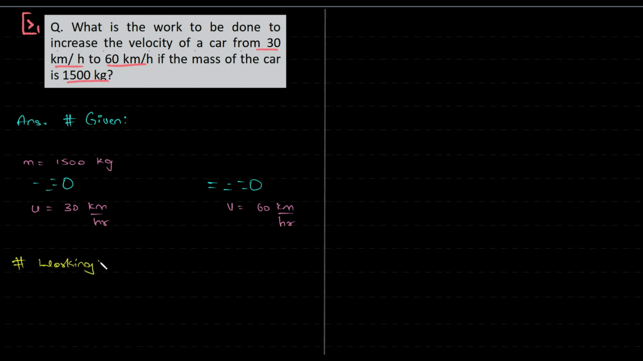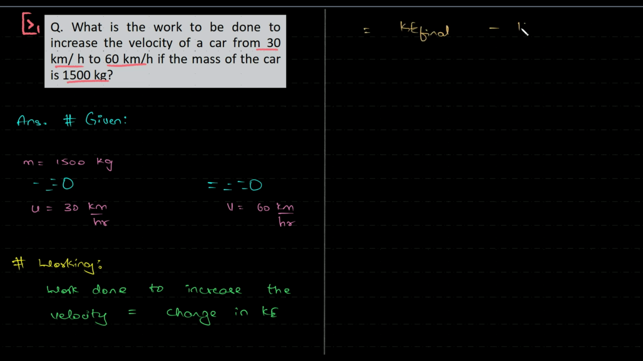So with the working, what is it that we're looking at? We're looking at work done to increase the velocity is equal to change in kinetic energy. Change in kinetic energy, right? How do you figure out the change in kinetic energy? All you have to do is subtract final and initial kinetic energy.